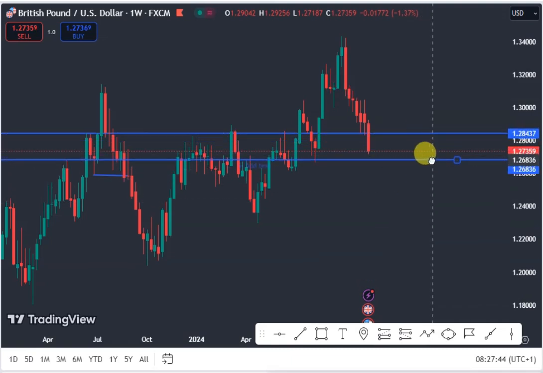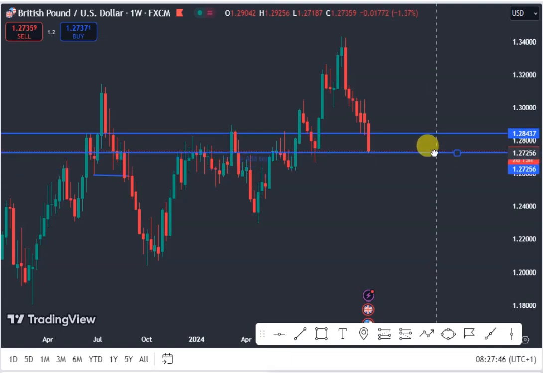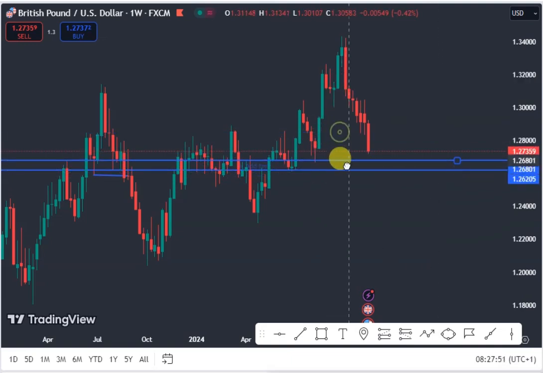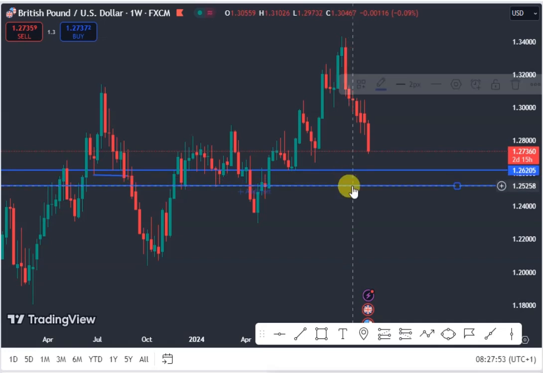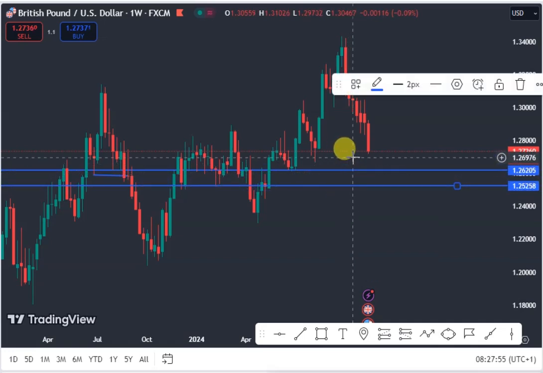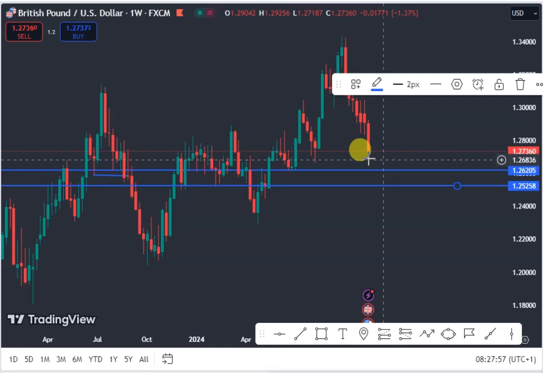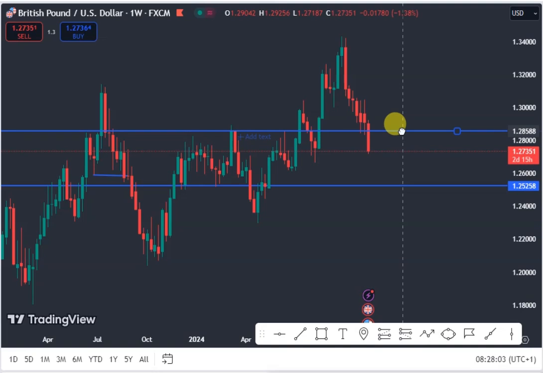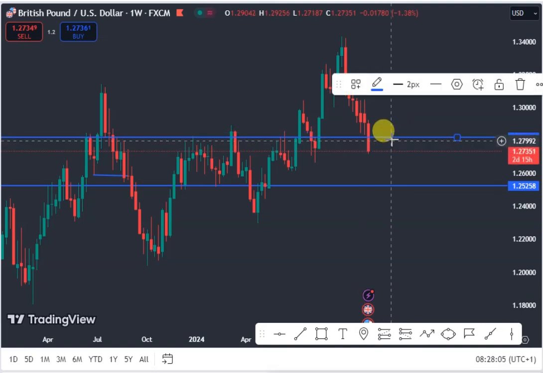We are already at this support level, but we expect price to come to this support level, and the next support we expect price to come. We also expect price to come to this support level. So what we expect from the Great British pound USD, we expect price to also do a retest back to this region or this area. Then we'll look at our selling opportunity for this area for us to sell the Great British pound to this support level.